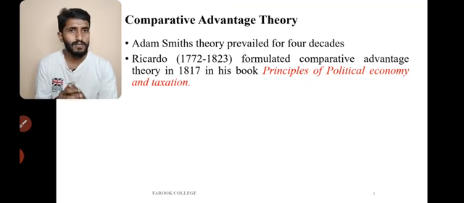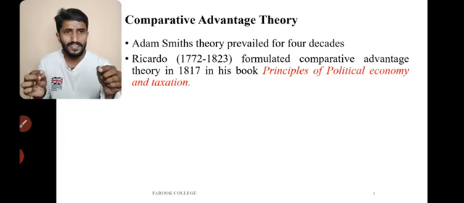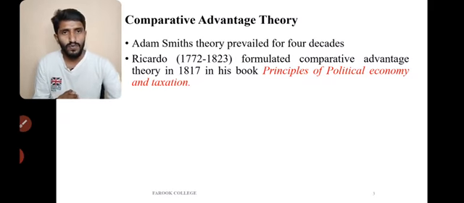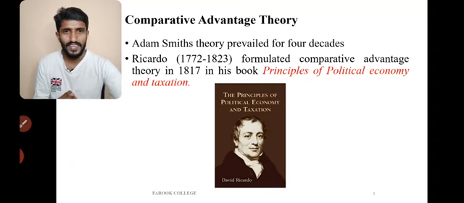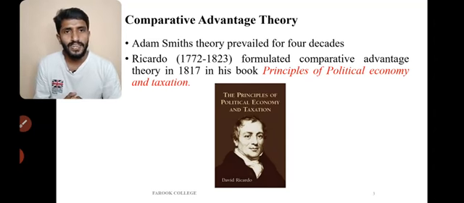So there are a few other books also named Principles of Political Economy. Do you remember any of the authors? J.S. Mill has a famous book called Principles of Political Economy, but this is Principles of Political Economy and Taxation. It is a book which is written by David Ricardo. So in this book only he has developed this concept of comparative advantage theory.